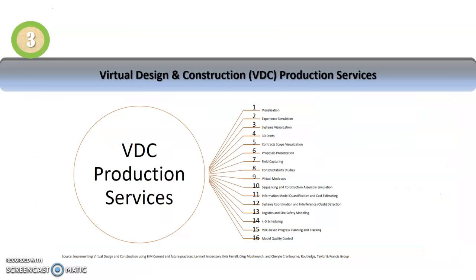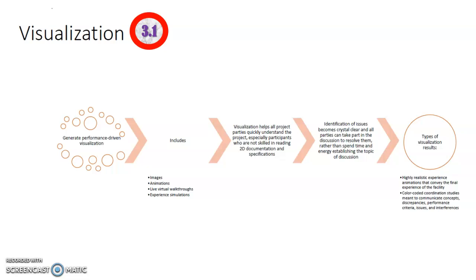The third set of VDC services consists of VDC production services. In this slide, you can see 16 examples of the VDC production services. We will be going through all these 16 examples in detail. The first one is visualization.